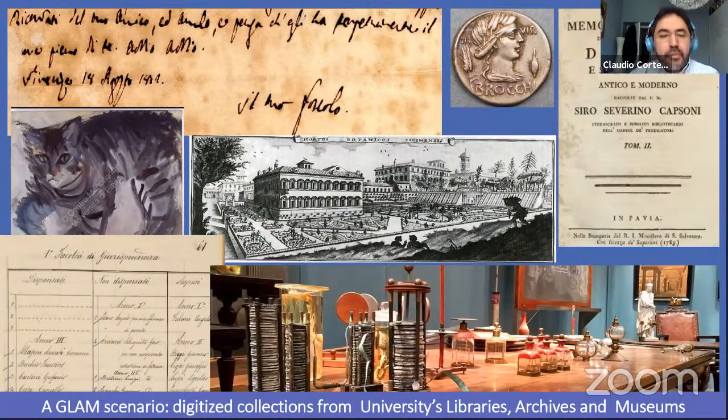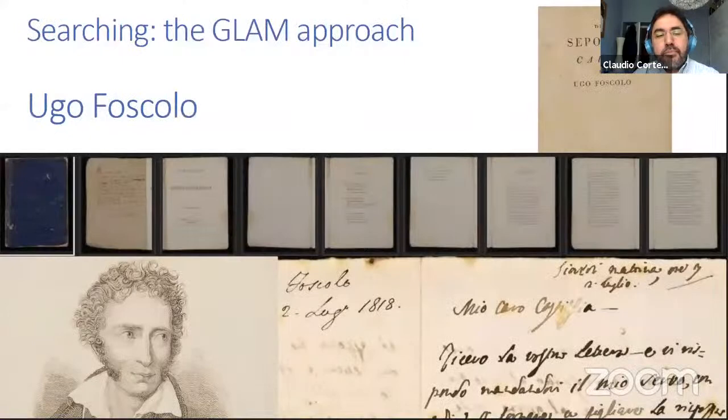And here you can have a sample of the different digital objects that you can find in the Pavia Digital Library: ancient books, archaeological materials, manuscripts, paintings, ancient prints, administrative documents, together with scientific instruments. And for example, when you start a search within the digital library, looking, for example, for Ugo Foscolo, an Italian poet belonging to the 19th century, you are brought to different kinds of cultural digital materials related to the poet.